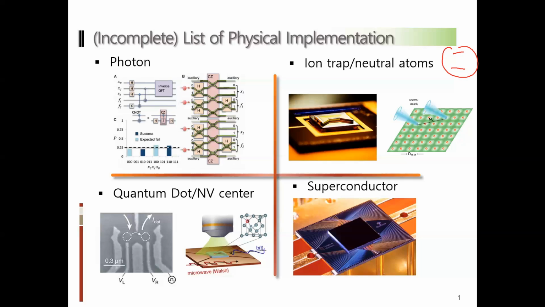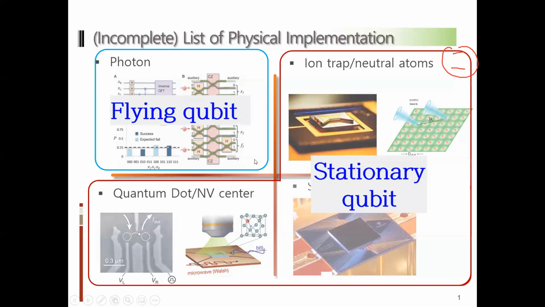There is actually a big difference between the photon and the other three. You can understand why we call the photon a flying qubit, because a photon cannot just stop. It should always fly away. The rest of them are called stationary qubits. Now you can also see why they are called stationary, because compared to the flying qubit, they are basically fixed in terms of location.